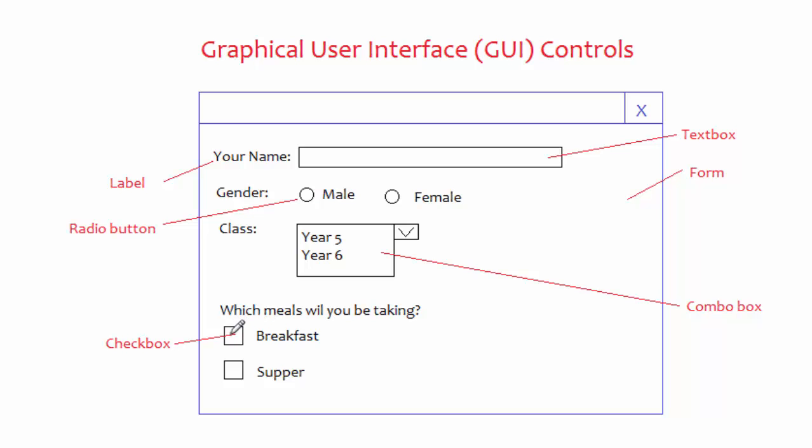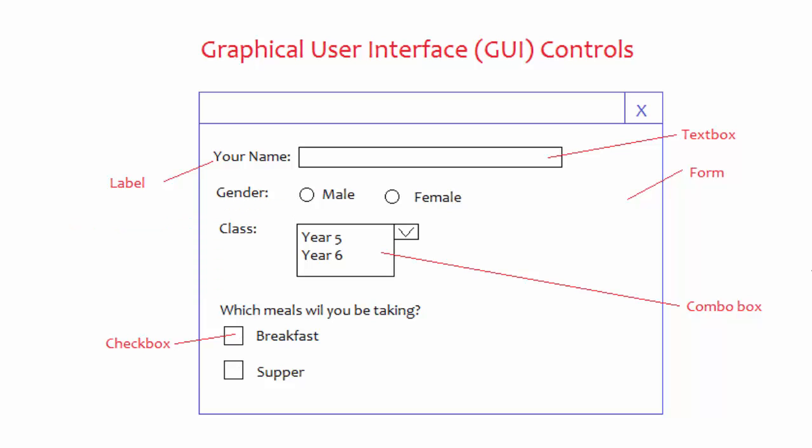Here finally, I have what we call checkbox. With this, it allows somebody to choose more than one option. In this case here, if I want breakfast and supper, I will check this, then check the other one. And all of them will be accepted. Unlike in radio buttons, where only one option is accepted.